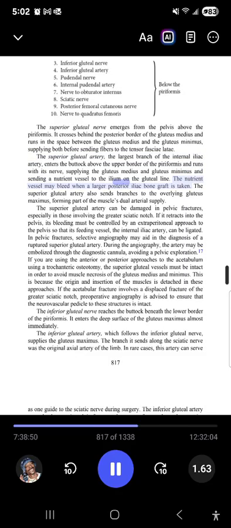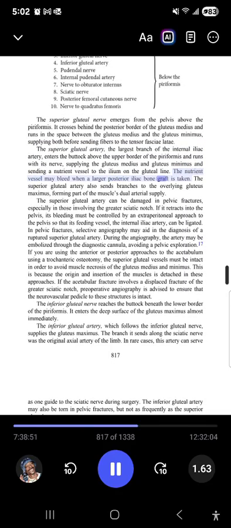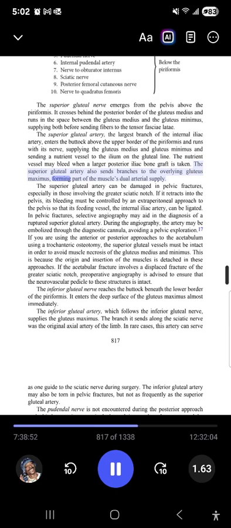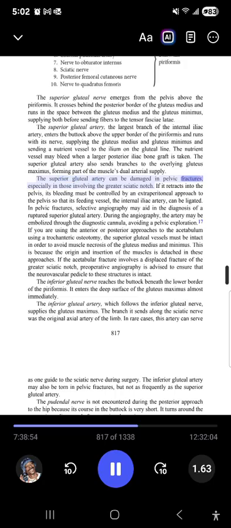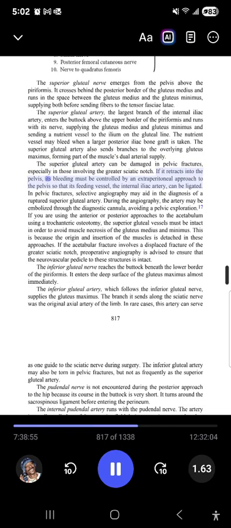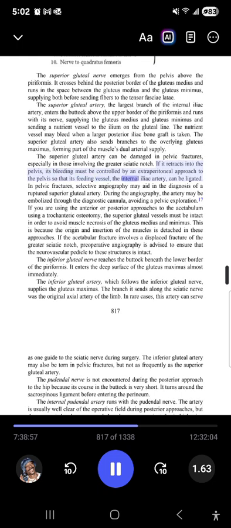The nutrient vessel may bleed when a larger posterior iliac bone graft is taken. The superior gluteal artery also sends branches to the overlying gluteus maximus, forming part of the muscle's dual arterial supply. The superior gluteal artery can be damaged in pelvic fractures, especially in those involving the greater sciatic notch. If it retracts into the pelvis, its bleeding must be controlled by an extraperitoneal approach to the pelvis so that its feeding vessel, the internal iliac artery, can be ligated.